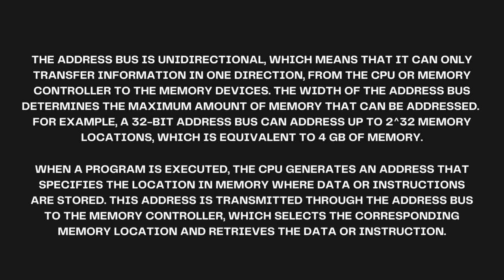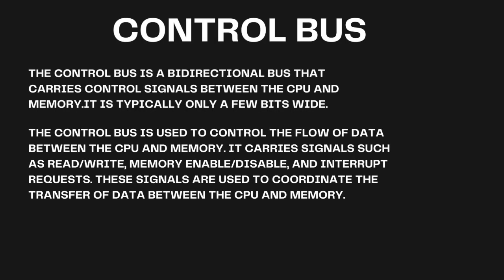In summary, the address bus is a crucial component of a computer's architecture, as it allows the CPU and other components to communicate with the memory and other peripherals by specifying the exact location of data or instruction they need to access. So now let's look at this topic, control bus.